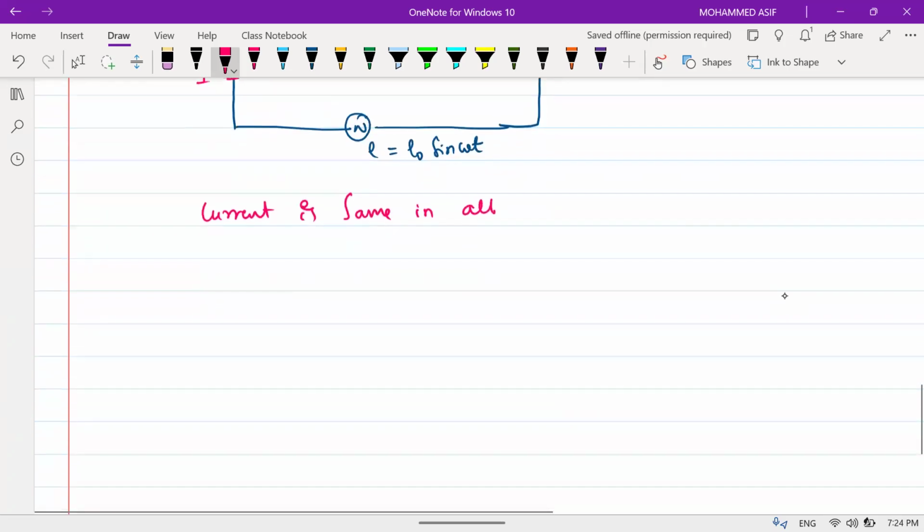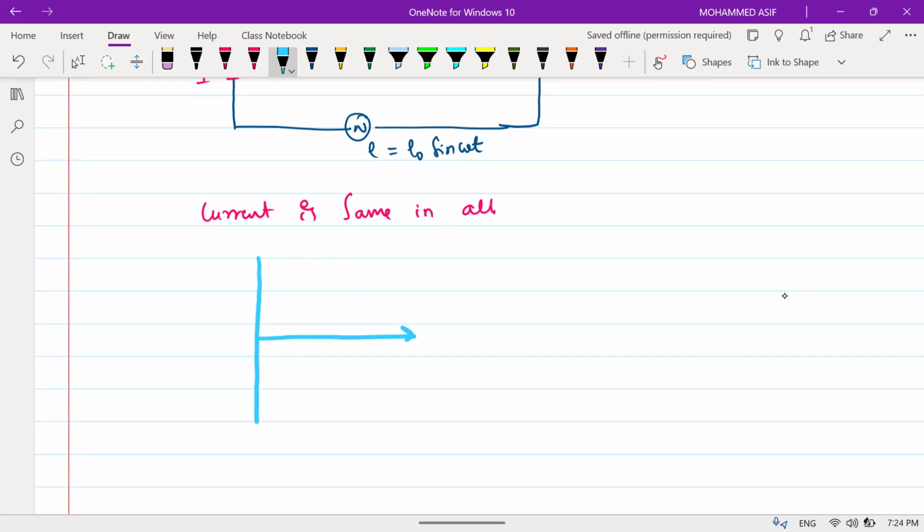Now try to remember the vector diagram for this one, very important. On the x-axis we always take the current vector, that is I. On the y-axis we take the potential. Whenever the current is passing through resistance, the potential is VR. Through the inductor, it is VL. Through the capacitor, it is VC.